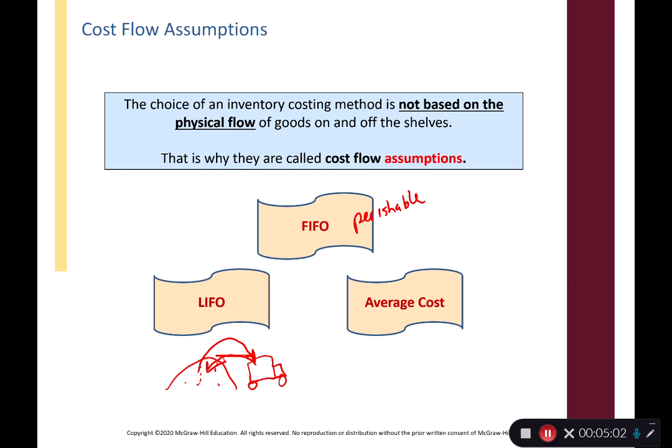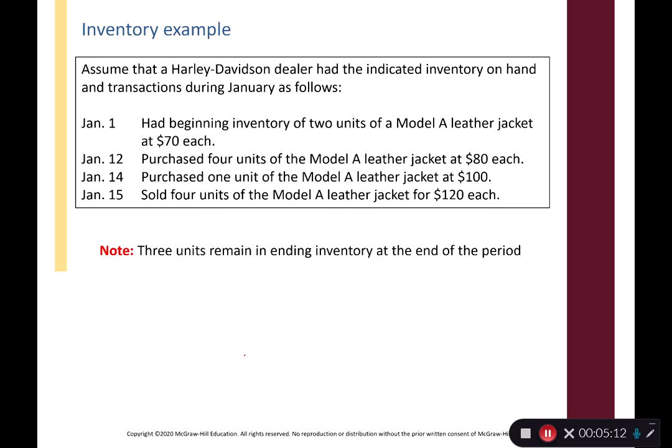There's no requirement under GAAP to choose a method that mirrors the physical flow of the goods. We can choose any method we want, and that means in a problem, we'll tell you the method to use and you just do it. So let's go through an example for Harley-Davidson.